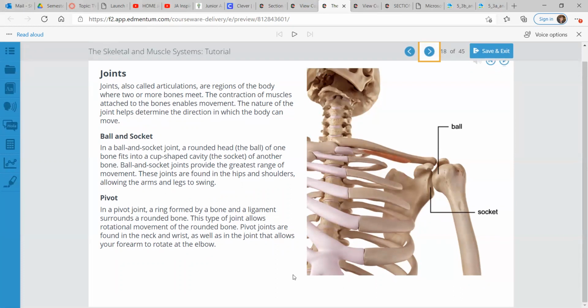There is another type of joint known as a pivot joint. That is a ring formed by a bone and a ligament that surrounds a rounded bone. This joint allows rotational movement of the rounded bone. Pivot joints are found in the neck and wrist, as well as in the joint that allows your forearm to rotate at the elbow.